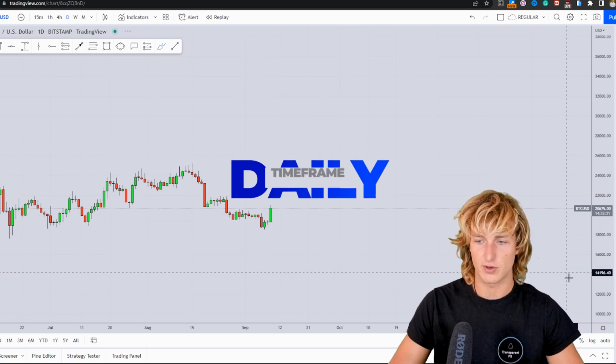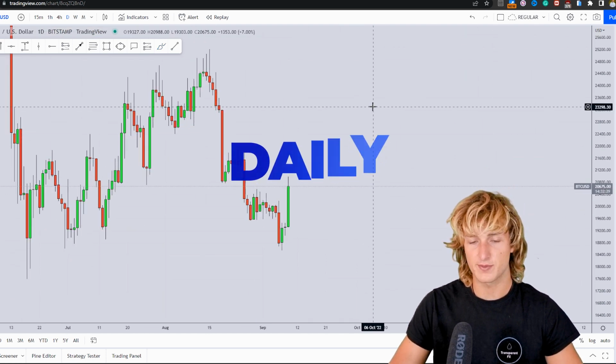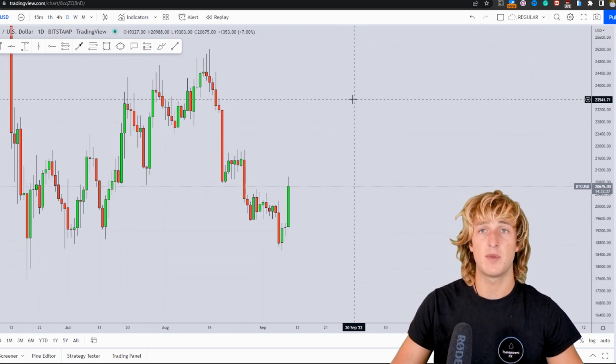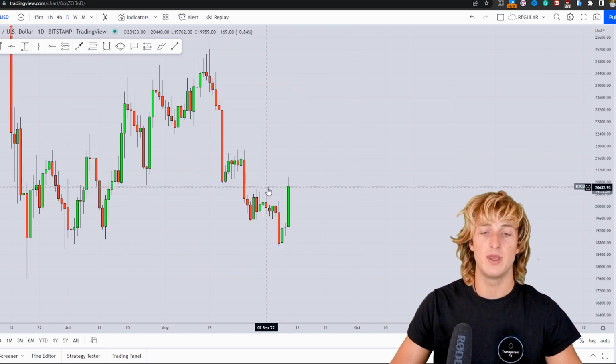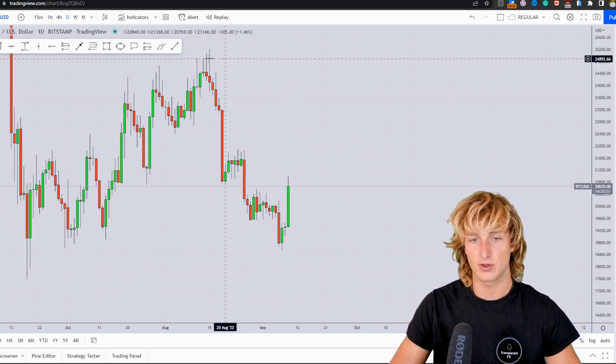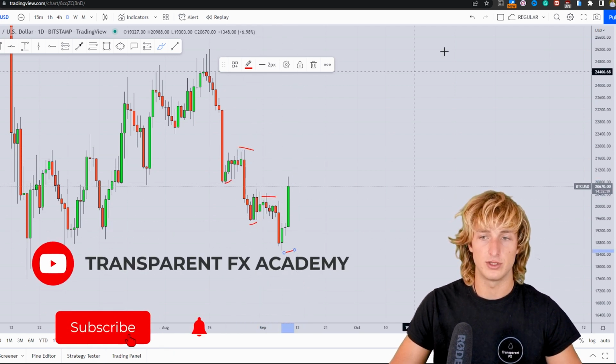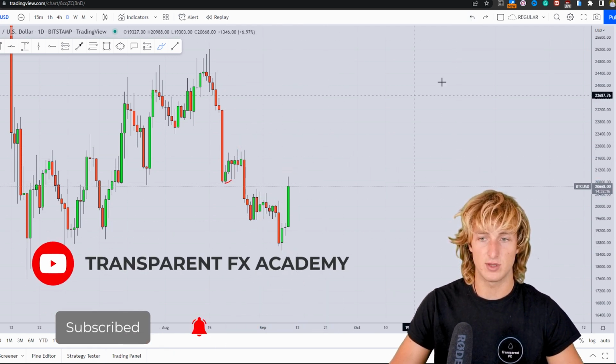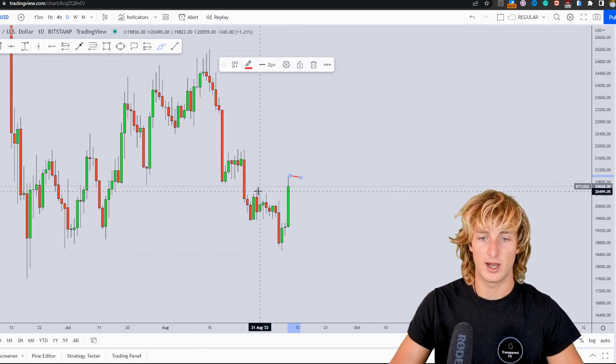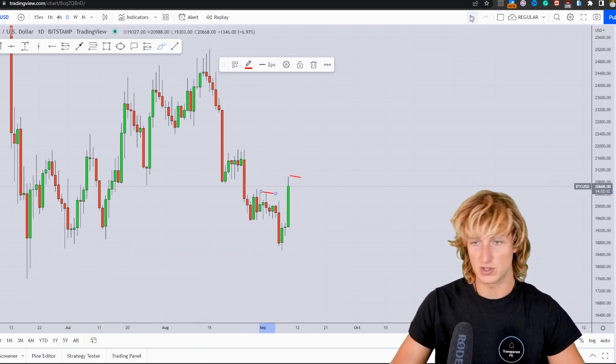Dropping down to the daily time frame, what we can see from a daily perspective, we can notice how the market is about to shift structure from being a bearish structure, creating lower lows and lower highs, to now having a bullish structure from a daily perspective, with the market now just printing a new higher high above the previous high.